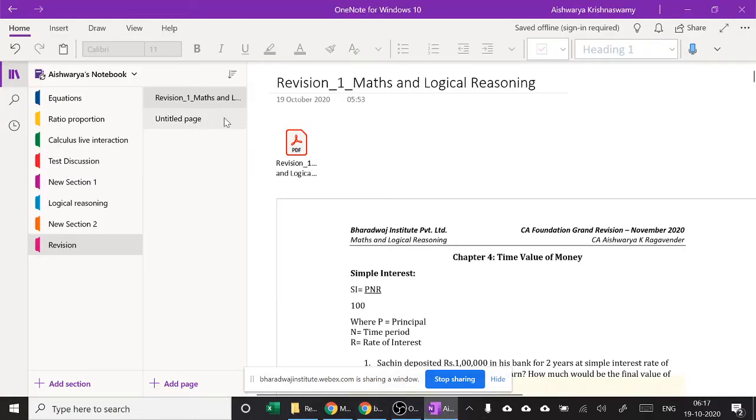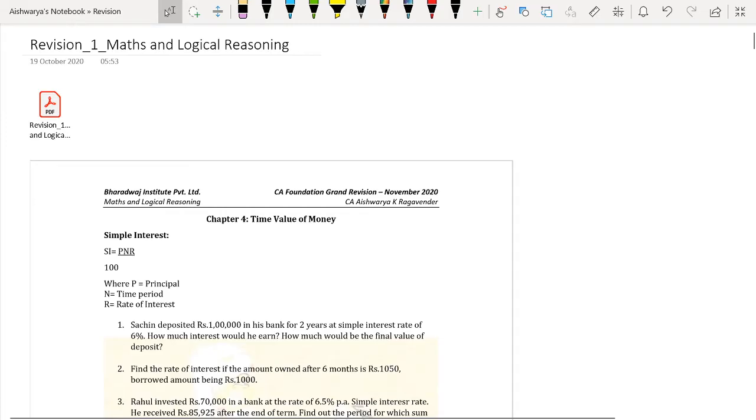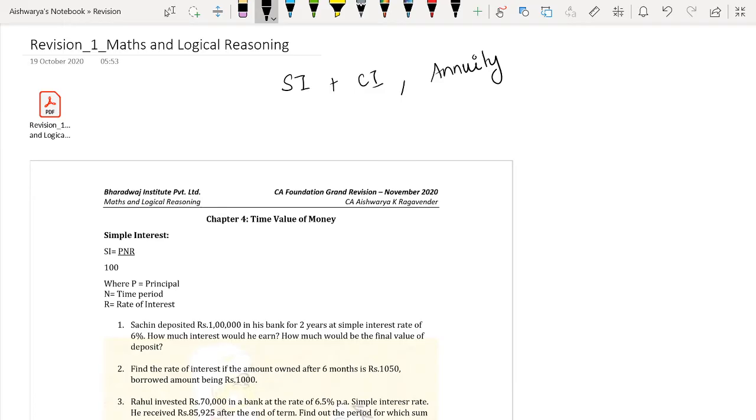Okay. So time value of money. We are going to do time value of money first. So what are we going to do in time value of money? All of you know that time value of money consists of simple interest. Then we are going to do compound interest. Then we are going to do annuity. In annuity, we are going to do various things like present value, future value, and applications. Okay. So let us quickly understand what we mean by simple interest vis-a-vis compound interest.